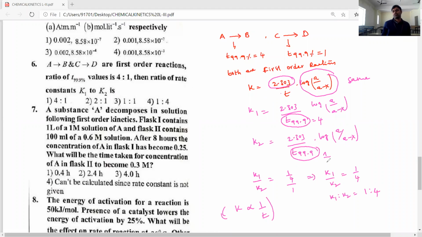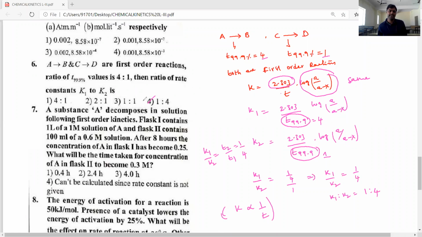Okay, in K1, T99.9 is equal to 4, in K2, T99.9 is equal to 1, means K1 by K2 is equal to T2 by T1. T1 is equal to 4 and T2 is equal to 1. That is nothing but 1 is to 4. The answer is the fourth option.